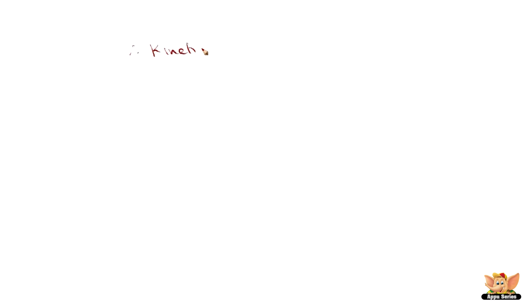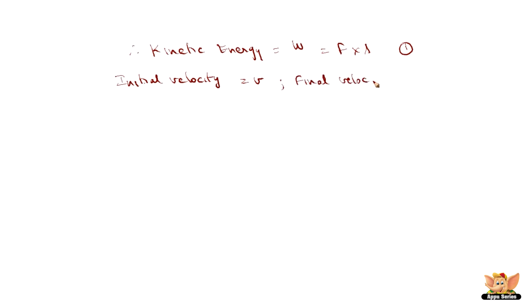So now we say, therefore, kinetic energy is equal to W, which is F into S. This is the first equation. Now we said the body has an initial velocity of v and final velocity, which is capital V, and the distance it has travelled is S. Distance covered by the object before it came to stop is S.